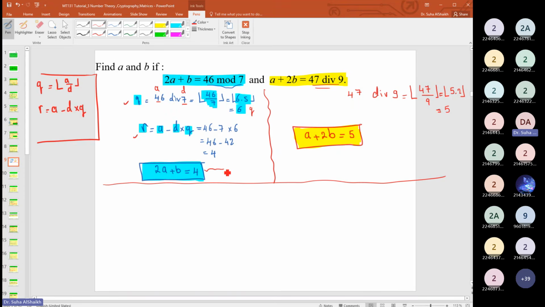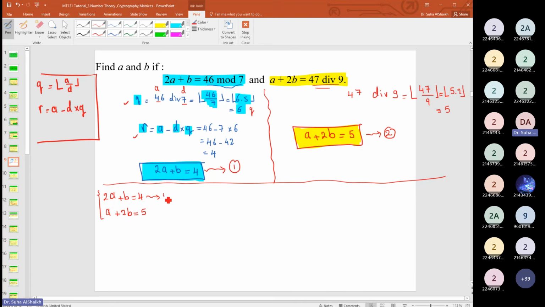I'm going to call this equation number 1. I'm going to call this equation number 2. So we will have 2A plus B equal to 4, and we will have A plus 2B equal to 5. This is what we call a system of two equations. To find the values of A and B, I have to solve the system of the two equations together. How do we solve them? By substitution. We substitute one equation into the second equation.